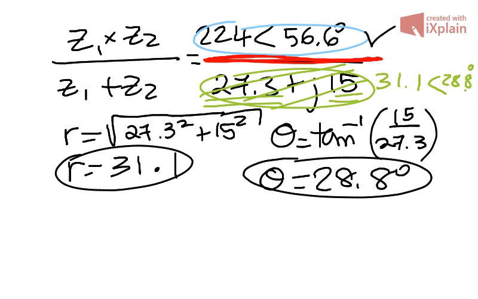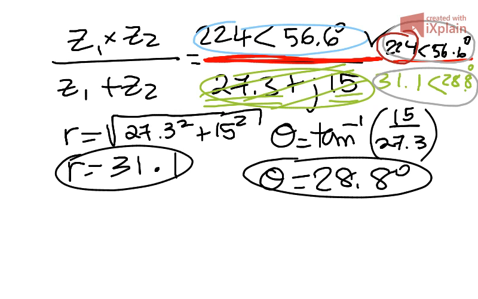And I'll just rewrite the division line and copy the top number. That was 224, 56.6 degrees. So the final step now is to divide those two. So how do we divide two complex numbers in polar form? We divide the radius, or the magnitudes. So 224 divided by 31.1, and we're going to bring that answer right here.